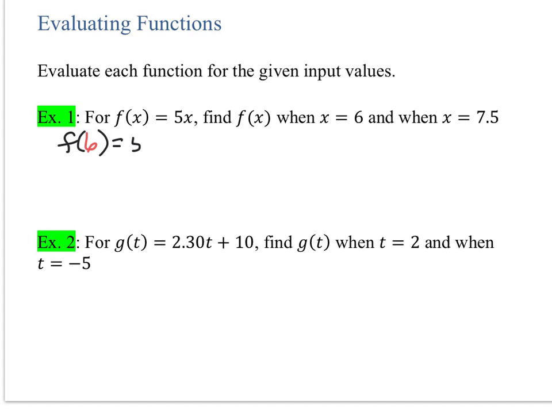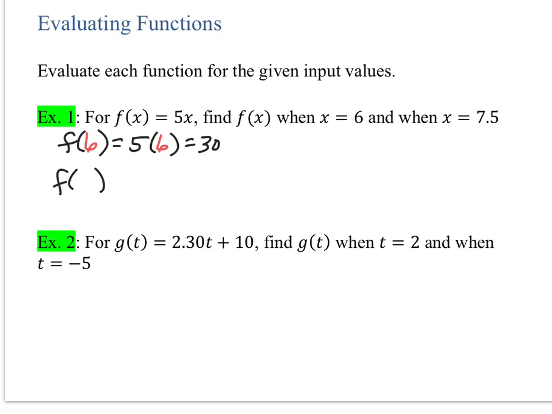So the function rule is 5x, so I'm going to do 5 parentheses. Instead of the x, I'm going to replace it with parentheses, and I'm going to plug 6 in to wherever I have parentheses, or in other words, wherever there's an x. So 5 times 6 is 30. So when x is 6, my output f of x is 30.